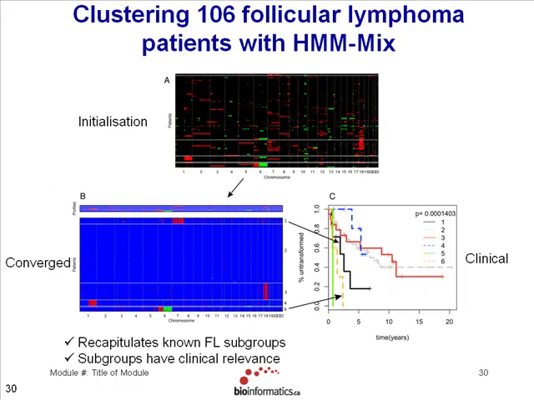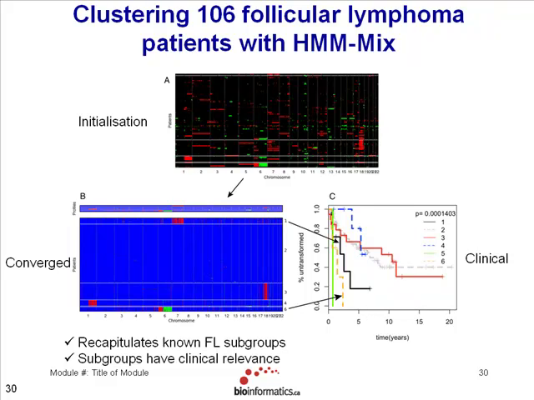Okay, so here's just an applied example from some of my own work. This is taking that array CGH clustering method and applying it to a cohort of 106 follicular lymphoma patients. The moral of the story is that, again, it's one of these heat maps where each patient is a row, and each column represents a probe in the array or a feature in the array. And so the data gets nicely separated into these groups.